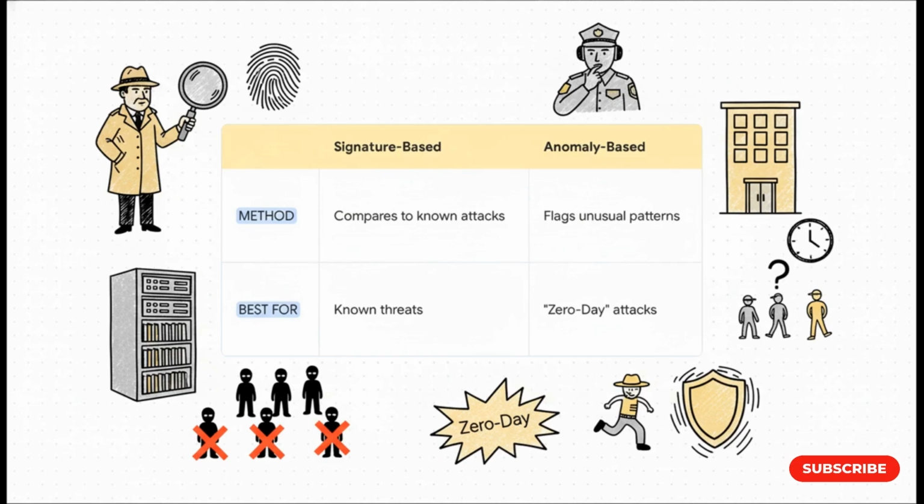But then you have anomaly-based detection. This is totally different. It's more like a veteran security guard who knows the building's routine inside and out. They don't need a mugshot. They can just tell when something feels off. They know what's normal, so they spot anything unusual. And this is how you catch brand new, never-before-seen attacks, what we call zero-day attacks, because defenders have had literally 0 days to prepare for them.